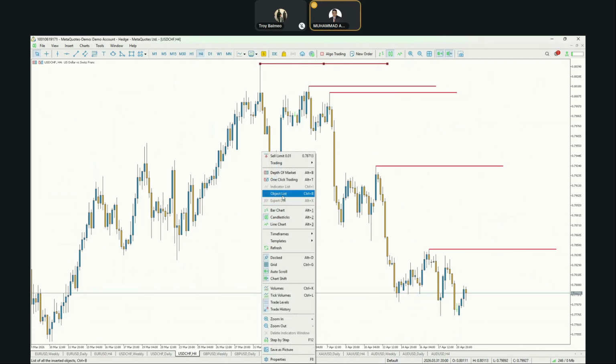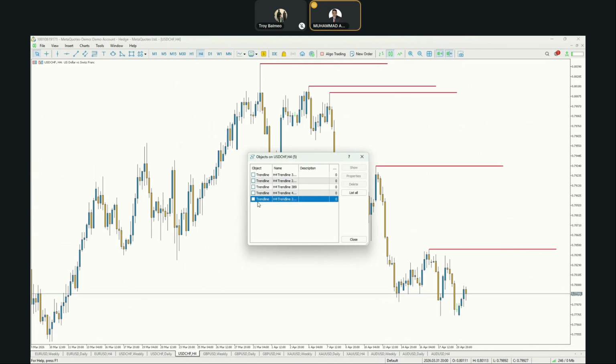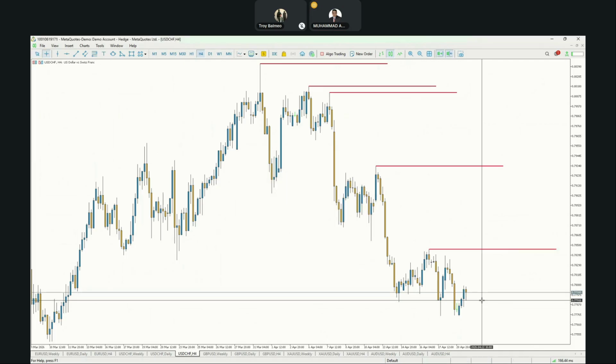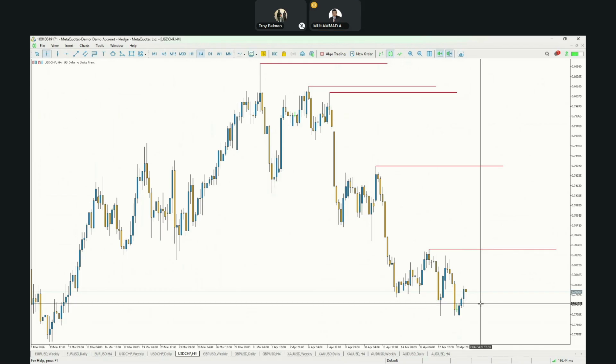So, downtrend going on inside the USD CHF currency pair. That's the way I see it. The market wants to drop over here.